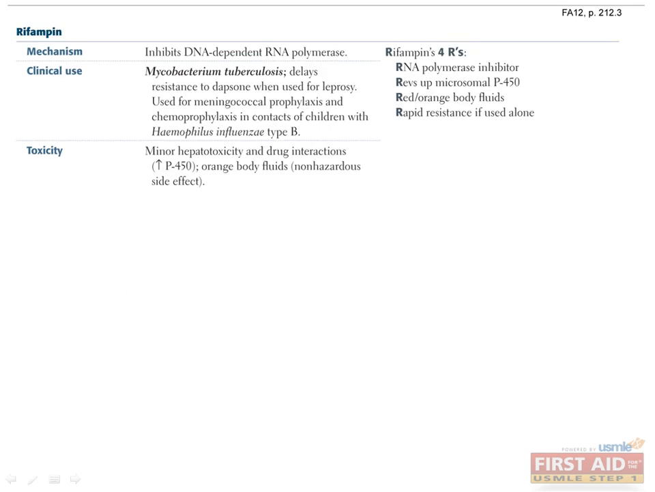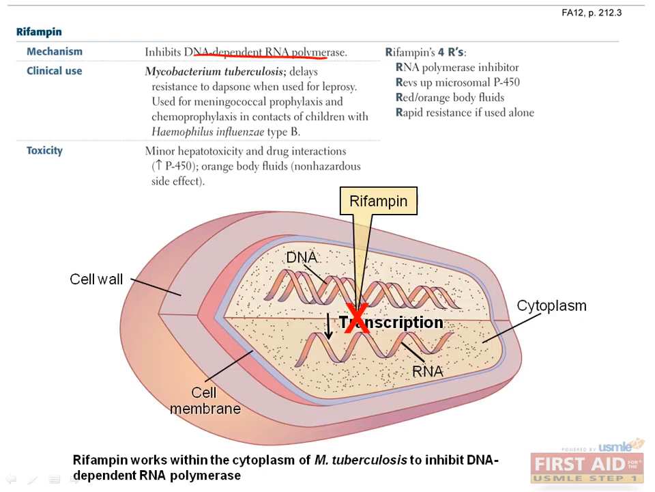Rifampin works within the cytoplasm of M. tuberculosis to inhibit DNA-dependent RNA polymerase. It is clinically used against M. tuberculosis and as an alternative to dapsone against M. leprae. Its classic side effect is red-orange body fluids.